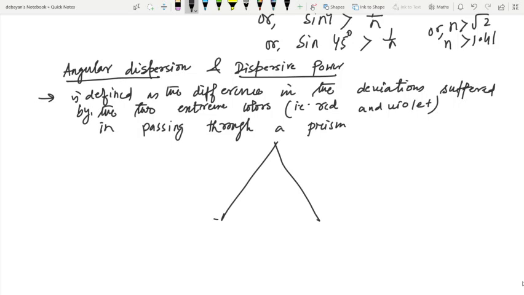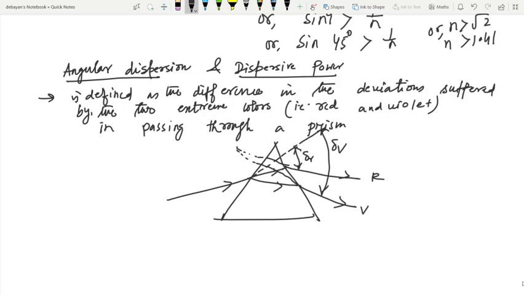Deviation is for violet light. Maximum deviation is possible for violet light, and minimum deviation is for red light. Now this angular dispersion theta is nothing but the deviation of violet light minus the deviation of red light. That is the definition of angular dispersion.